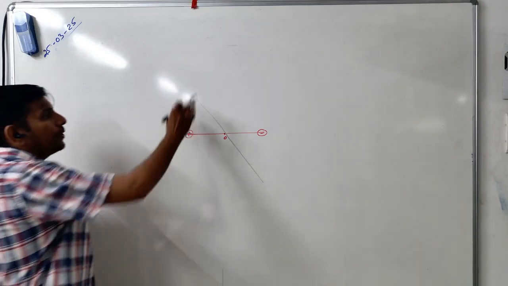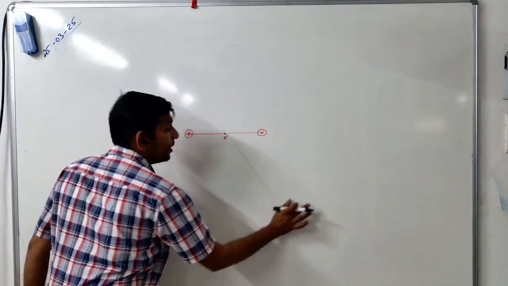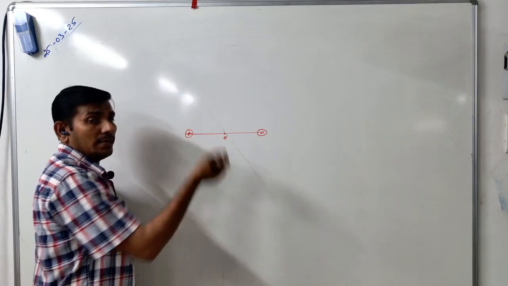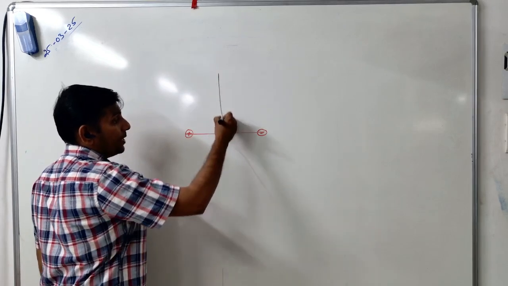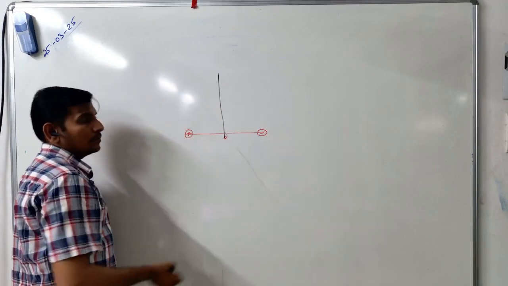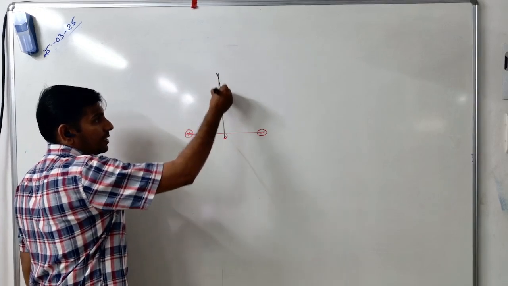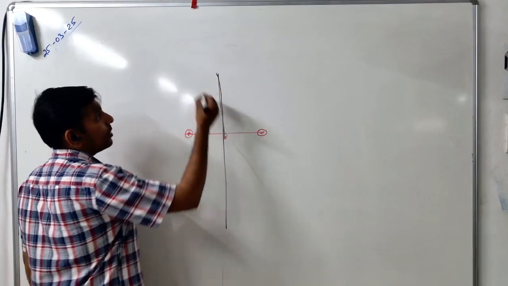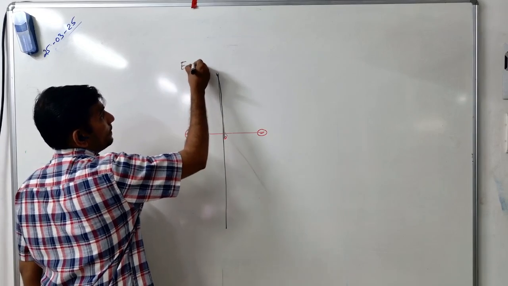Got it? And I'm going to draw a line which is going to be a perpendicular bisector. It's a bisector, but still it is going to be perpendicular. Perpendicular to what, sir? The axis of the dipole. And what do you call this perpendicular bisector? This perpendicular bisector is also called the equatorial line.